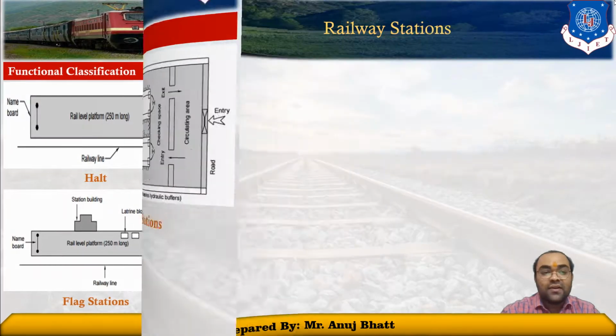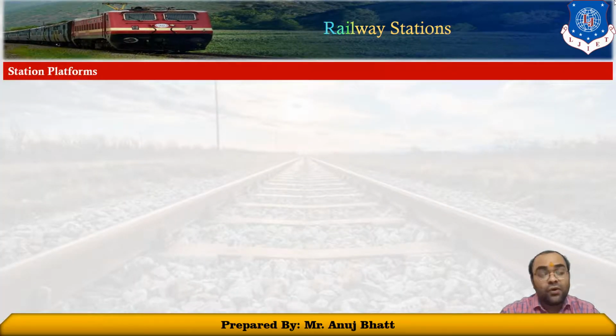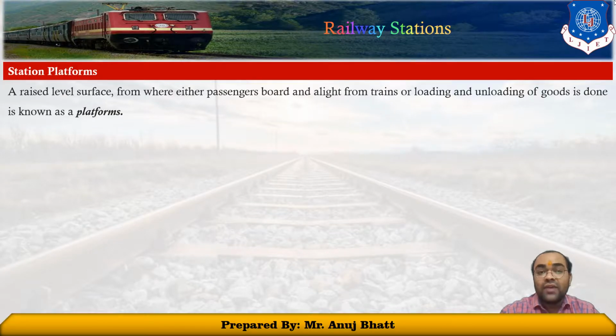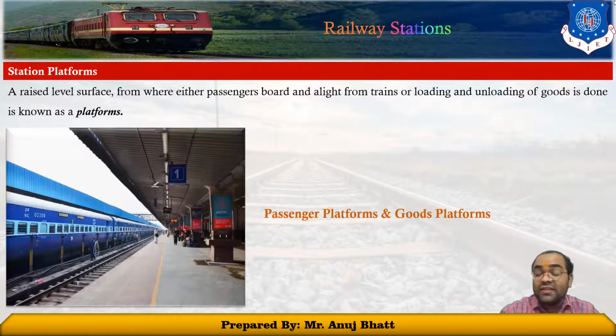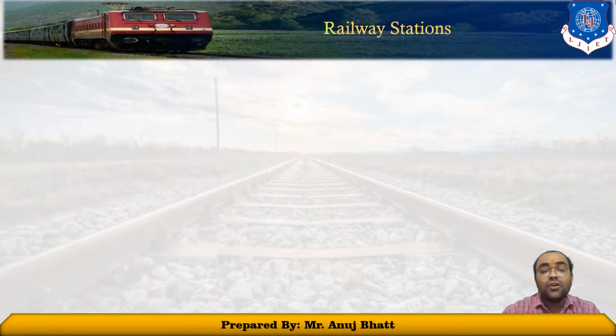Now, the next is the station platform. A raised level surface from where passengers board and alight from trains, or loading and unloading of goods can be done, is known as a platform. The length of the platform depends on the longest train running on that particular section. We have two different types of platforms: passenger platform and goods platform. The next is loops.